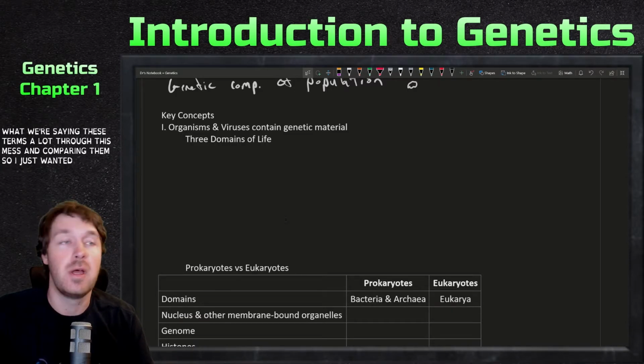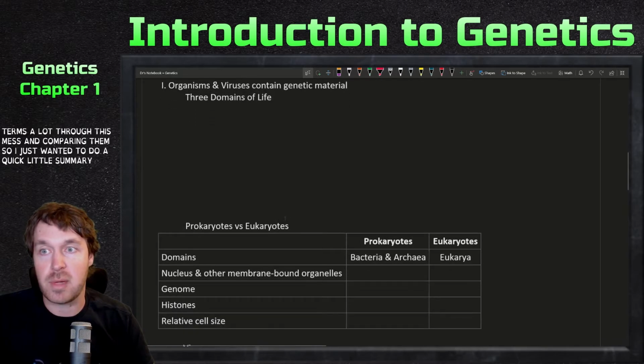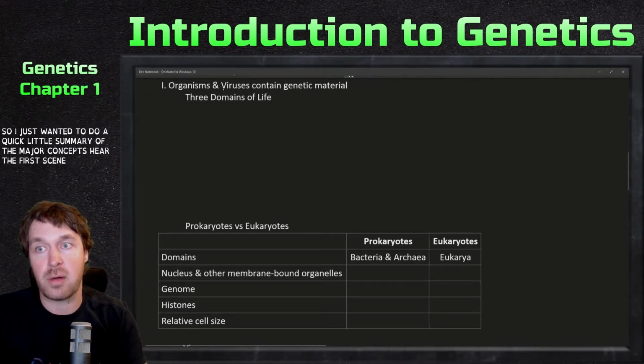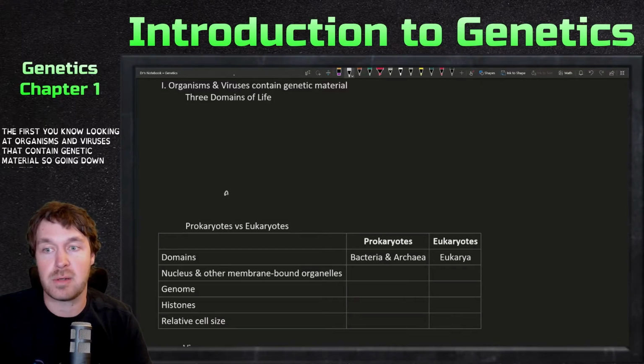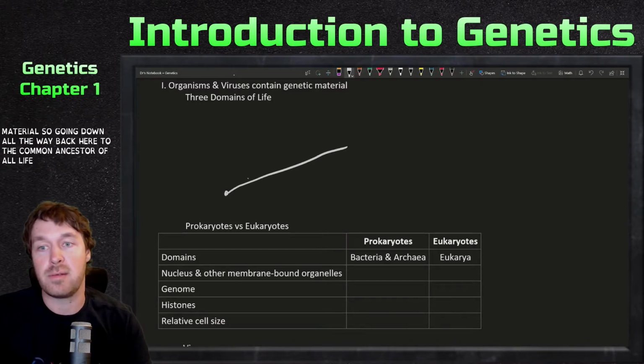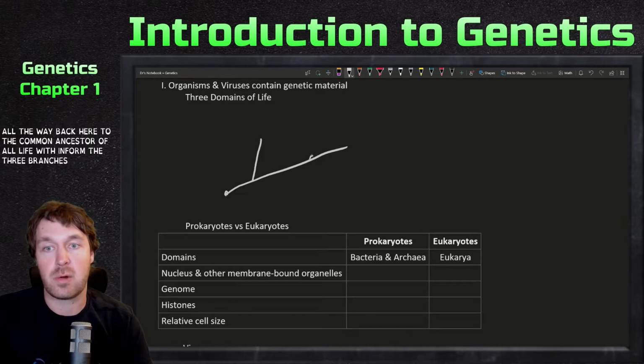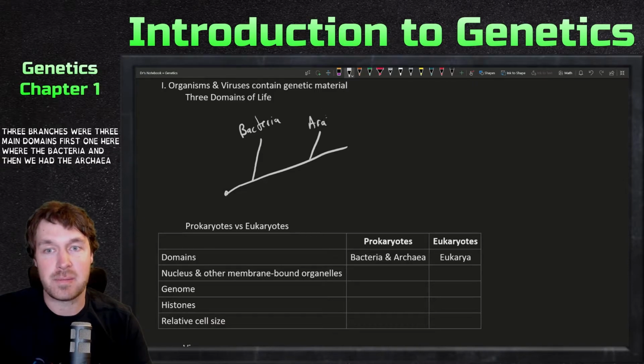So I just wanted to do a quick little summary of the major concepts here. The first, looking at organisms and viruses that contain genetic material. So going all the way back to the common ancestor of all life, we then formed three branches or three main domains. First one here were the bacteria, and then we had the archaea, and then we had the eukarya.